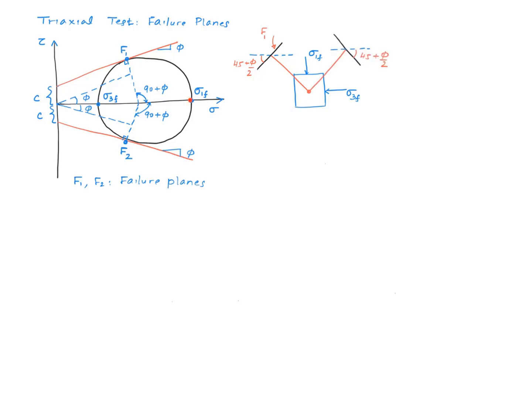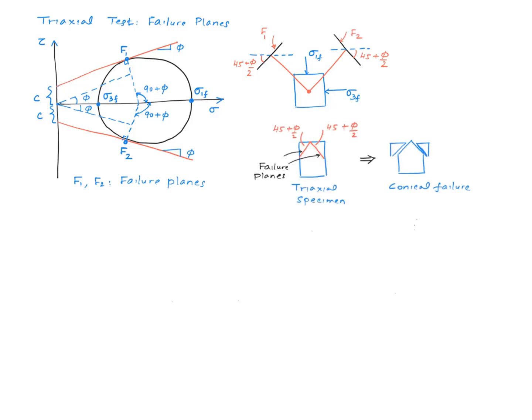And similarly, if I take this point, or the radius pointing to that point, and rotate it in the opposite direction, which is clockwise, through an angle equal to 90 plus phi, I'm going to get to plane F2. And here I rotate the horizontal plane clockwise through an angle equal to 45 plus phi over 2, and I get plane F2. So what I have done over here, I have taken these two planes and marked them right on the specimen. So this analysis suggests that we should see some kind of conical failure like this, right?